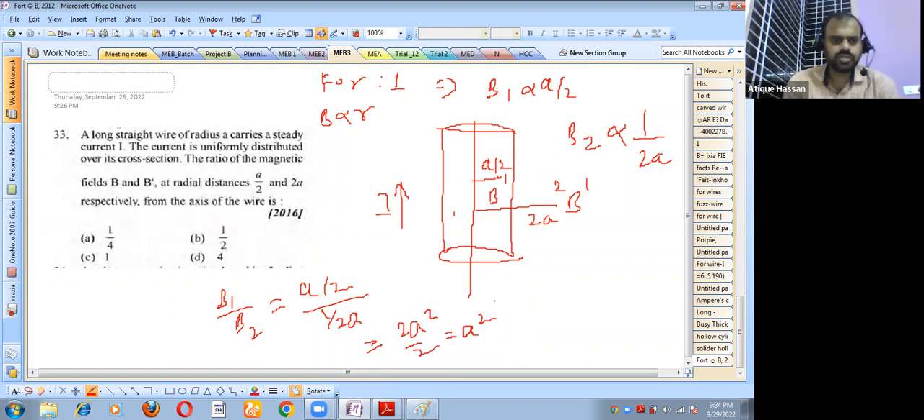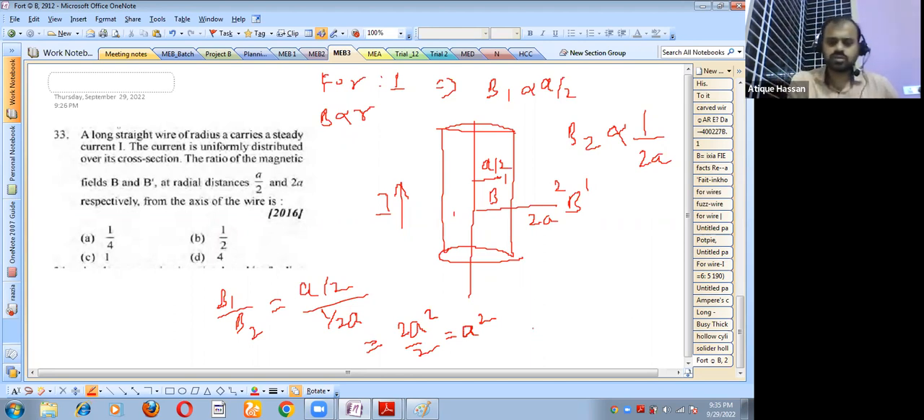A long straight wire, the current is distributed over the cross section. The ratio of magnetic fields B and B dash at radial distances a by 2 and 2a respectively from the axis of the wire is. B1 is proportional to a by 2 and B2 is proportional to 1 by 2a. So B1 by B2 will be a by 2 and 1 by 2a. So it will be a square.